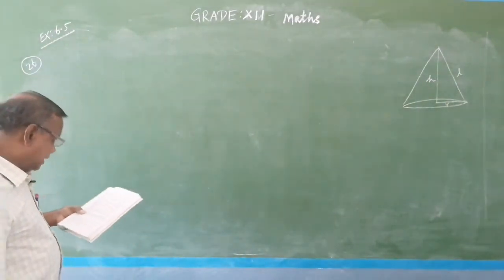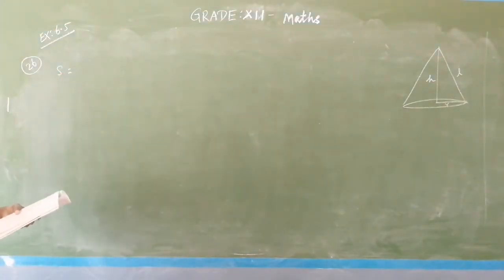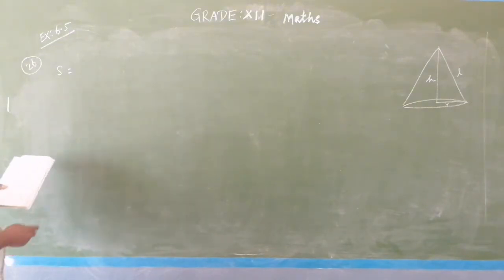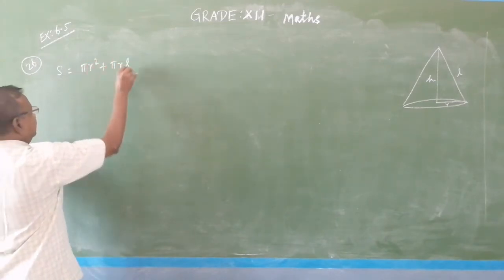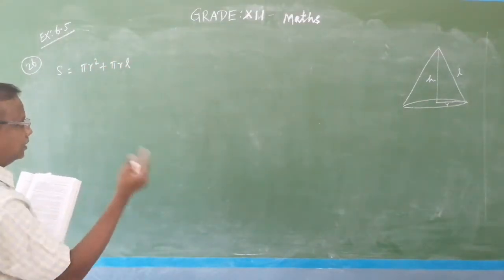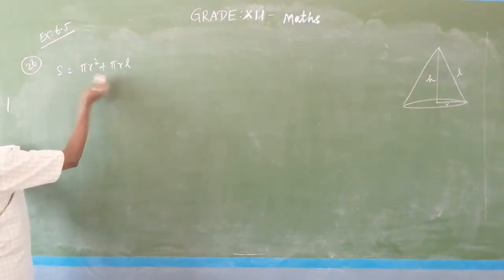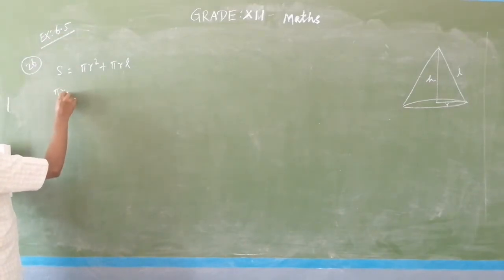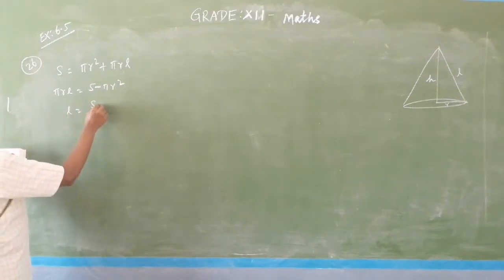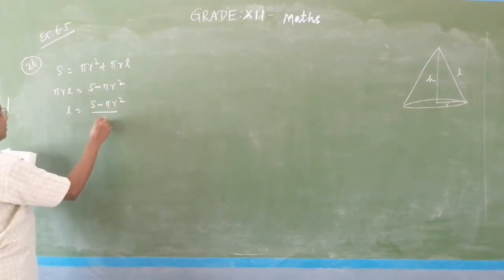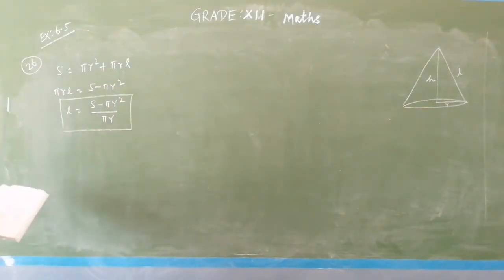Now we are given the surface area. Let S be the surface area. Only surface area given means it is total surface area. S equals pi r square plus pi r L: pi r square is the base area, plus the curved surface area pi r L. We have to convert one variable in terms of another. So pi r L equals S minus pi r square, or L equals S minus pi r square divided by pi r. So L is converted in terms of S and r.